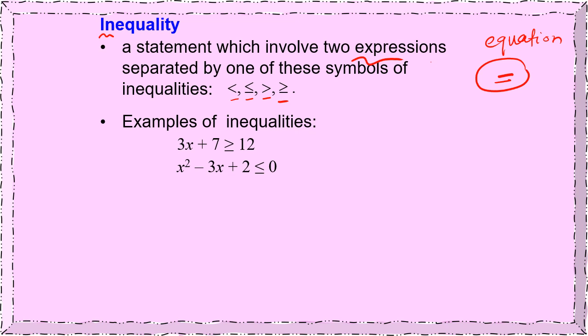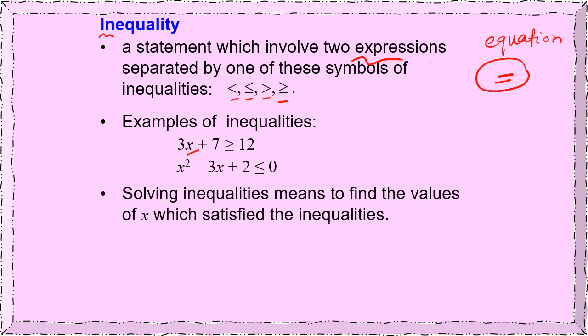Examples of inequalities: 3x plus 7 is more than or equal to 12, so there will be a set of numbers representing this value of x. And then x squared minus 3x plus 2 is less than or equal to 0. Solving inequalities means to find the values of x which satisfy the inequality. So the values of x are not only one or two values, but a set of values for x.